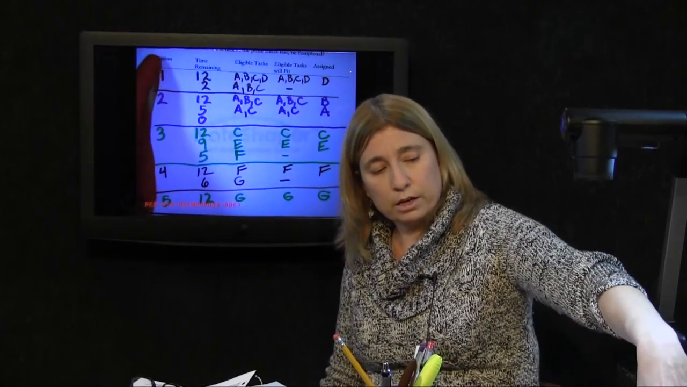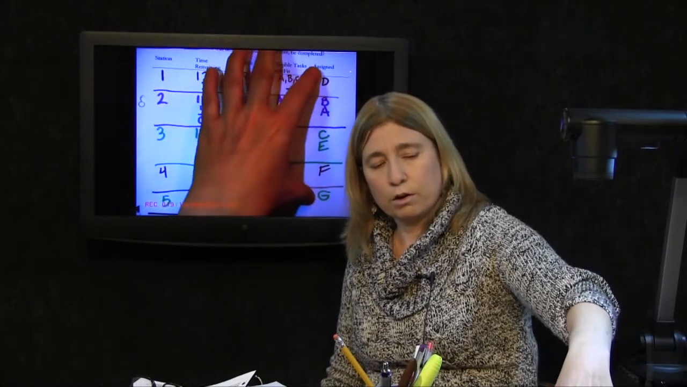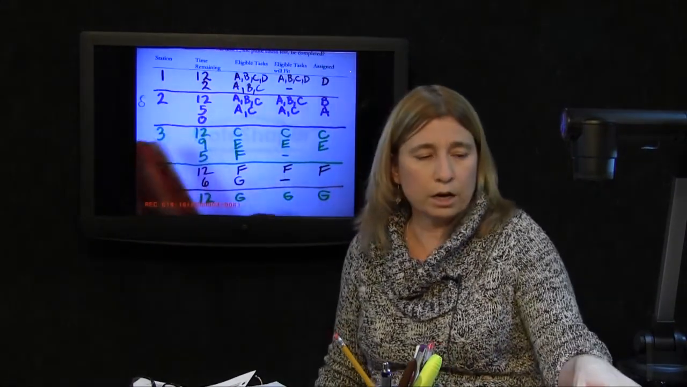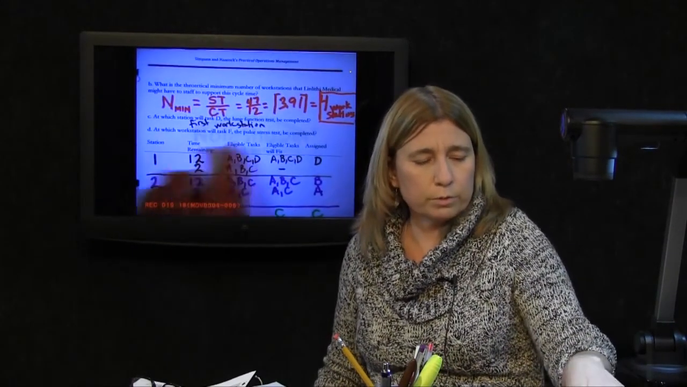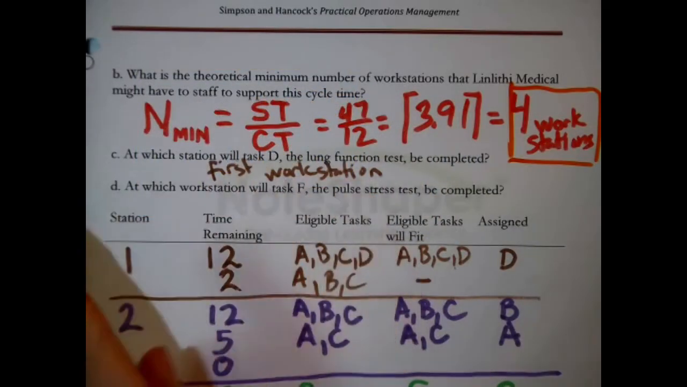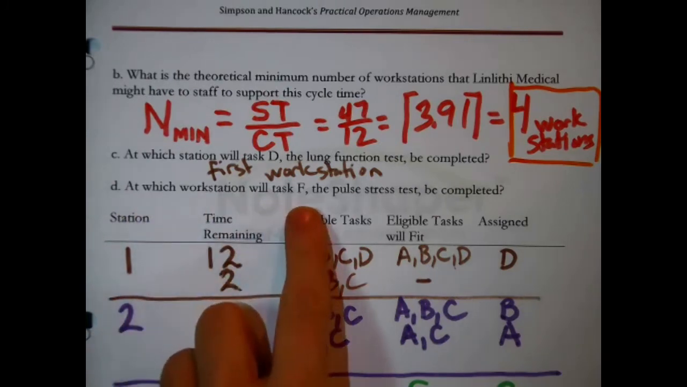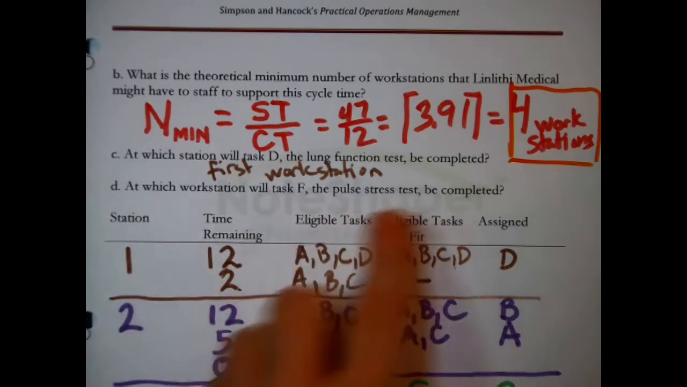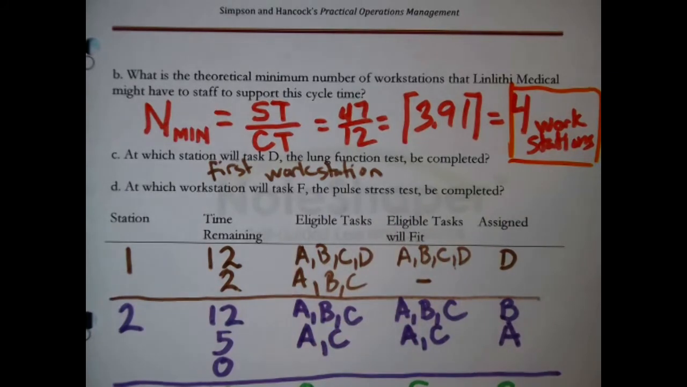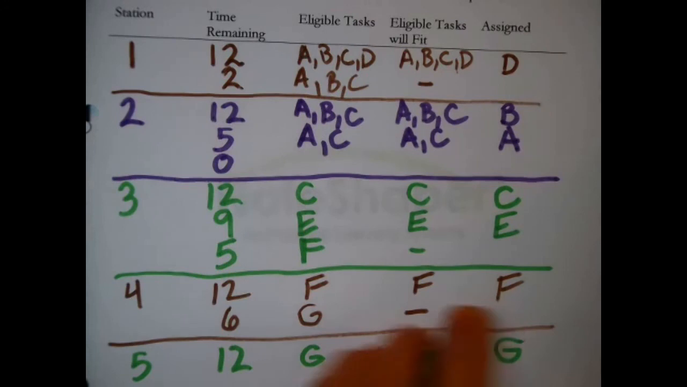It is a product layout with 5 stations. There are where each of the tasks are going to be done. And what was asked, well, we already answered that. We saw that right away. D will be done at the first workstation. So one other question, at which station will task F, the pulse test, be completed? Just find it. F will be completed at the 4th one. That's where it got the assignment.